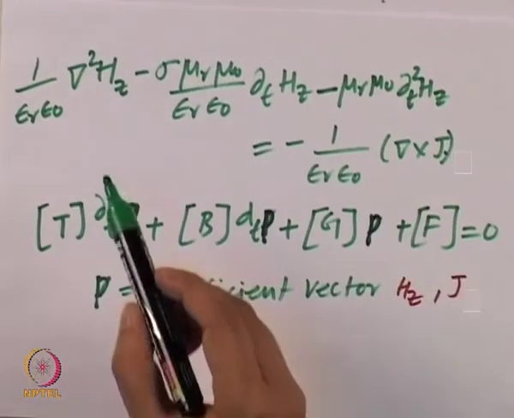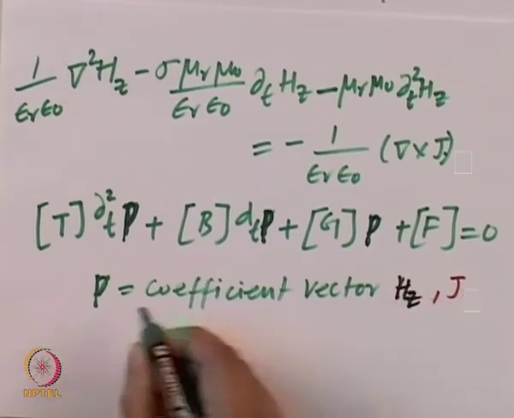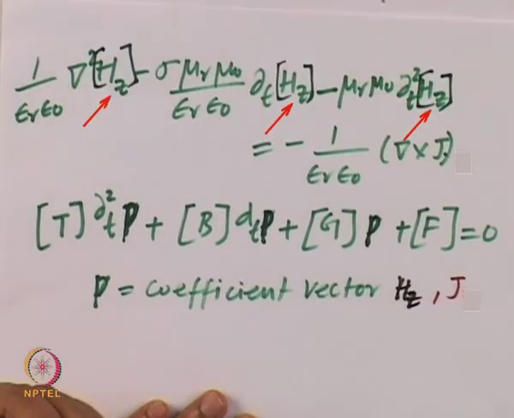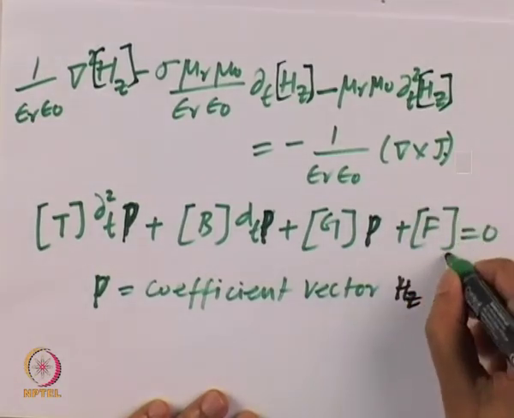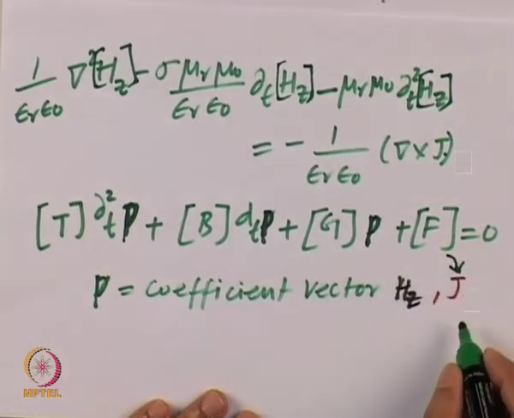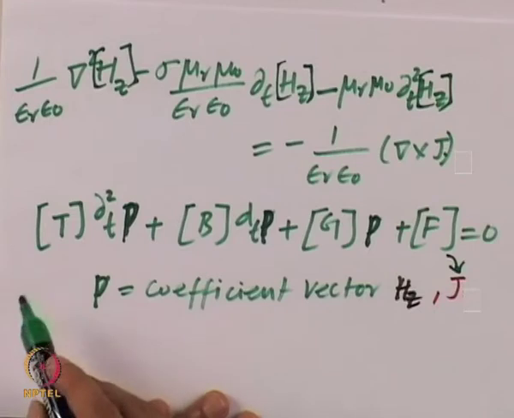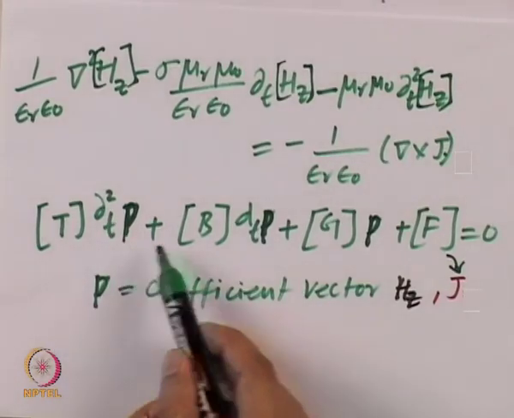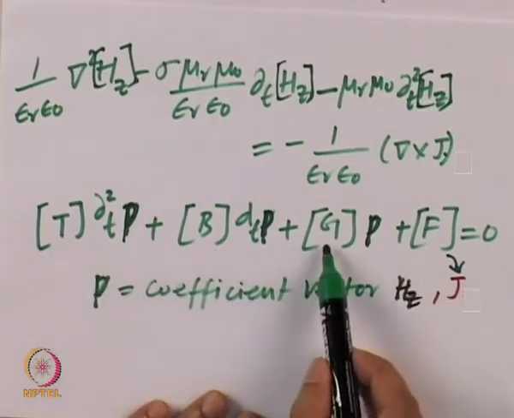What you see here is that this P is actually the coefficient vector for Hz. We are using this as a coefficient matrix. F is going to be directly given by the value of J, so J is the forcing function for which you have F. So what we have written is an equation that is second order in time derivative. Obviously we haven't said anything about T, B, G and F.